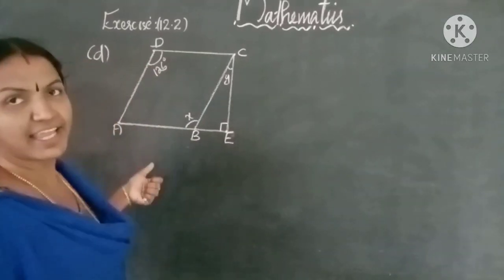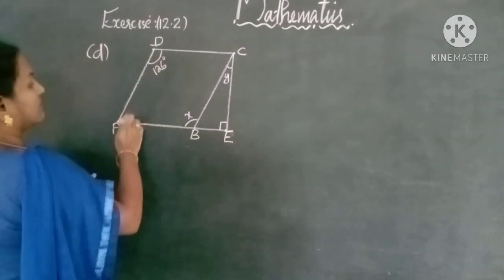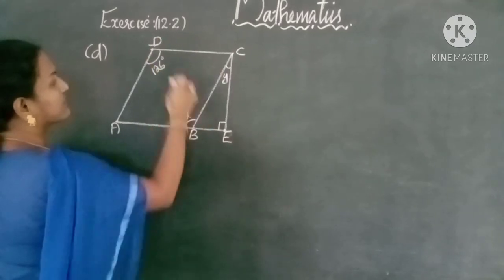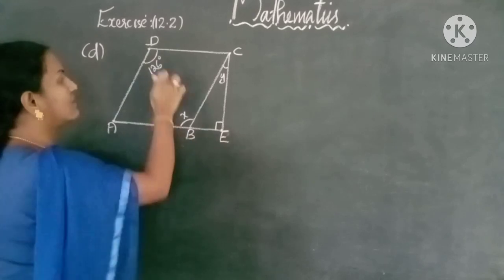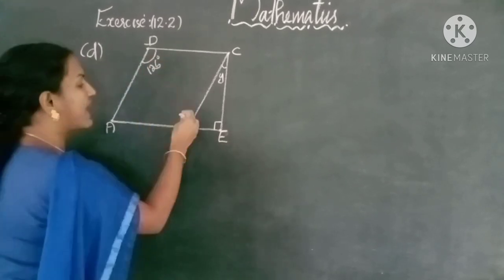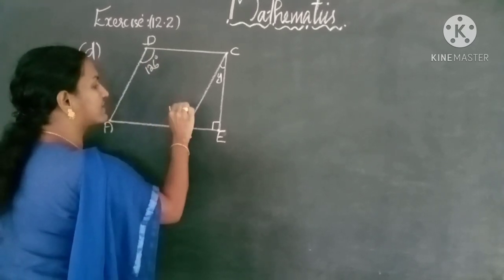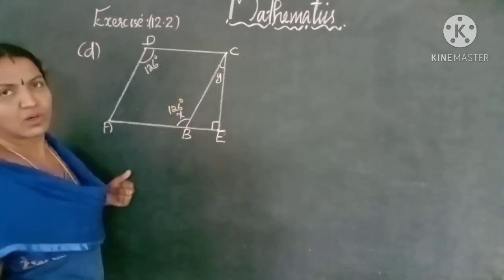Next, option D. In parallelogram ABCD, angle D and angle B are opposite angles. So, angle D is 126, angle B is 126. So, x is equal to 126.